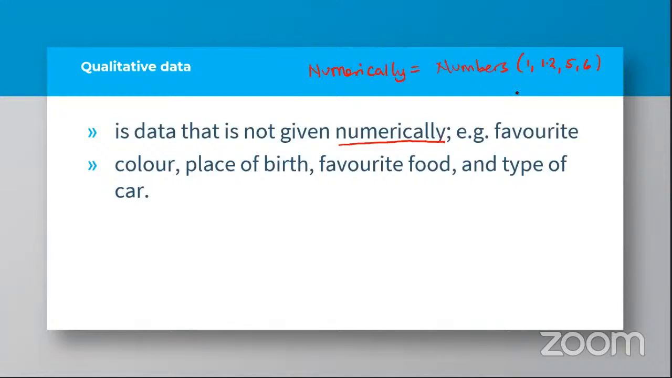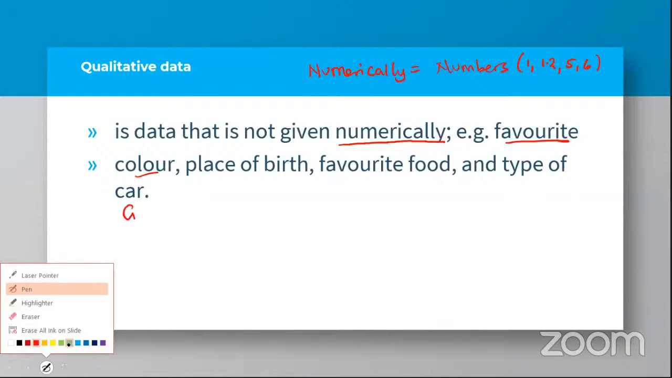Okay, so, for example, if I ask Adikin, I hope Adikin is there. Adikin, what is your favorite color? You're answering these questions for all of us. What is your favorite color? Green. The favorite color is green.